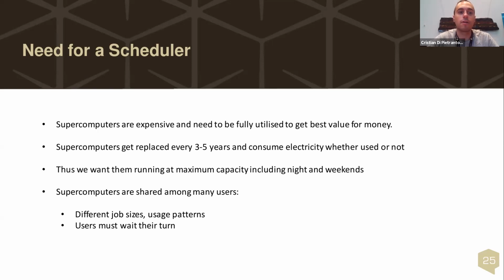And since we want to achieve that objective, we have many users running many programs with different characteristics. Some users may run very large jobs using a lot of CPUs. Other users need a lot of memory, and so on. We have different usage patterns.